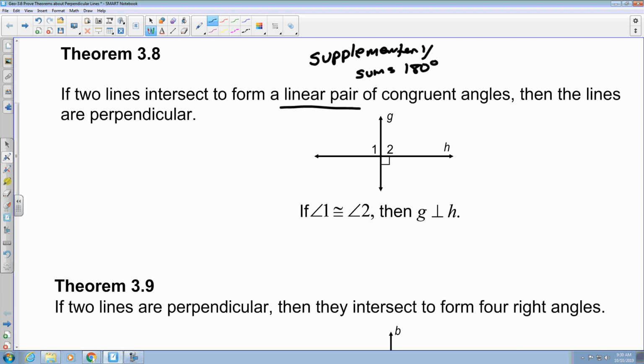So what this theorem is telling us is that we have two angles that form a linear pair and they just so happen to be equal to each other. Well, if they're a linear pair, they're going to add up to 180 degrees, and if they are the exact same measurement, those two angles must be 90 degrees. So since they're both 90 degrees, we can then say that line G is perpendicular to line H.